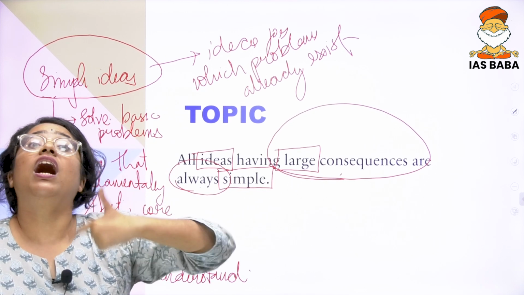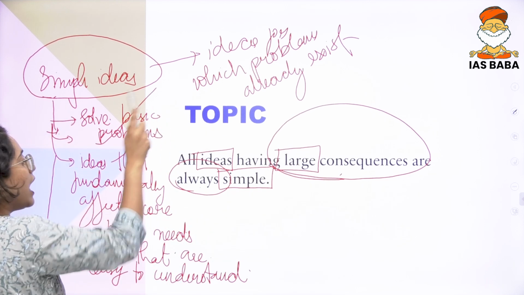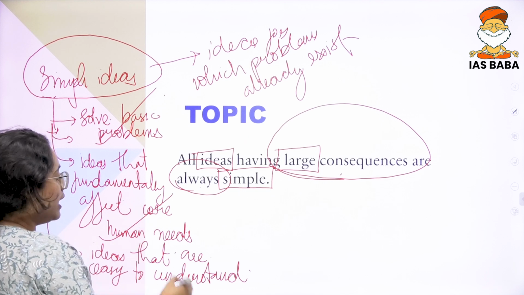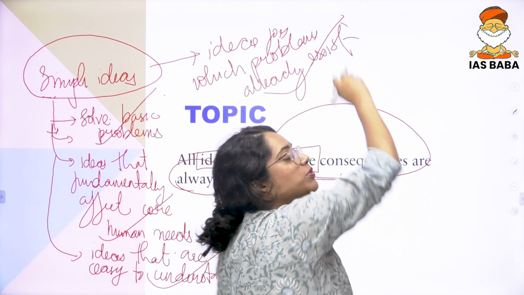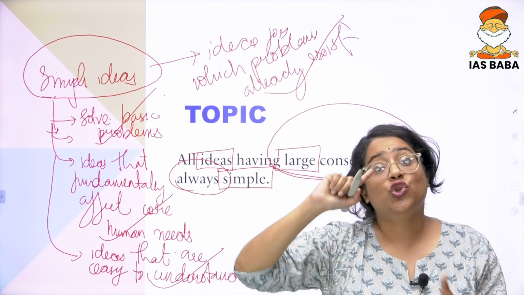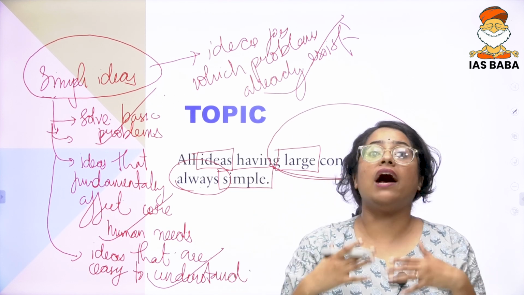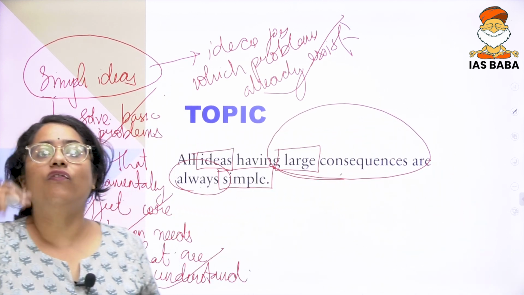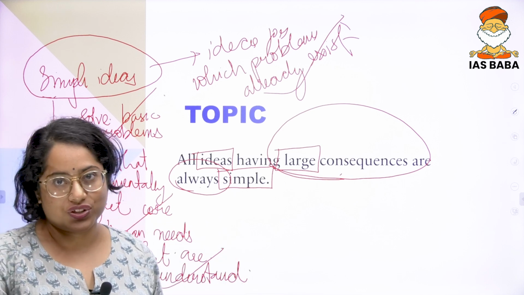The ideas which have large consequences are the ones that solve basic problems, the ideas that fundamentally affect core human needs, the ideas that are easy to understand, and the ideas for which problems already exist. Those are the ideas that, when put into action, will have large consequences. And why do we call them simple? Because they have all of these features.